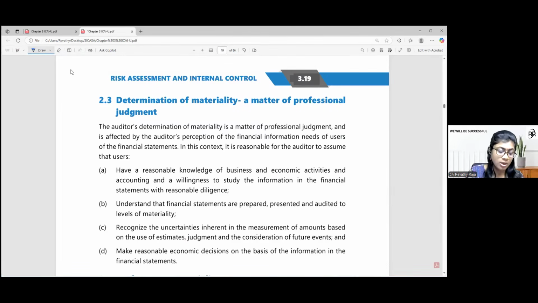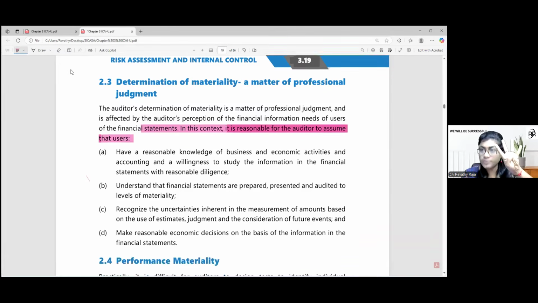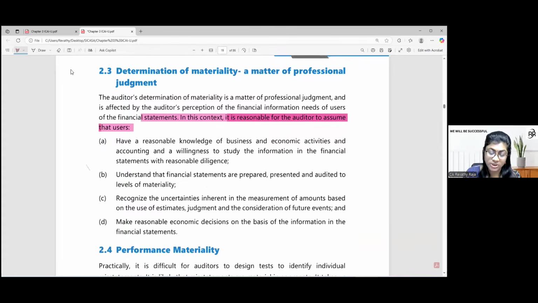Page 19, and we will assume some things about users. The auditor assumes about users. How many things will he assume? Four things. They have knowledge about the business. They understand FS are prepared as per materiality, recognize uncertainty. They make decisions based on information in FS.